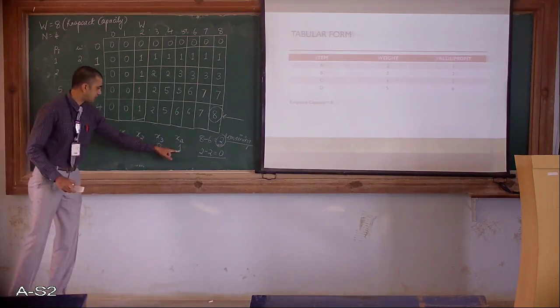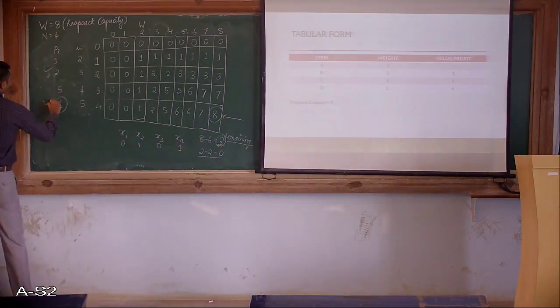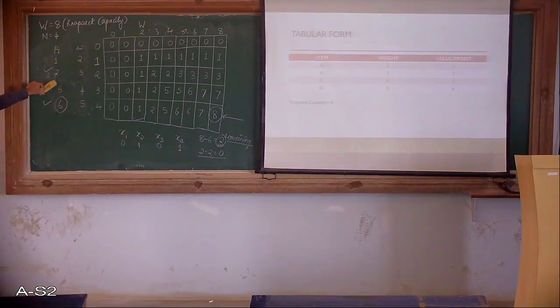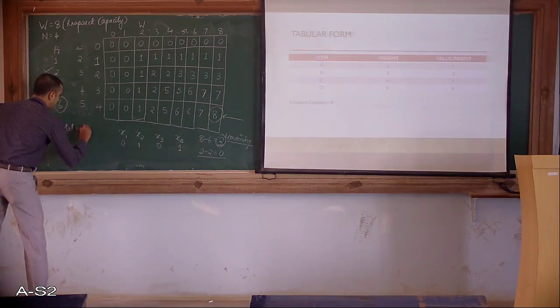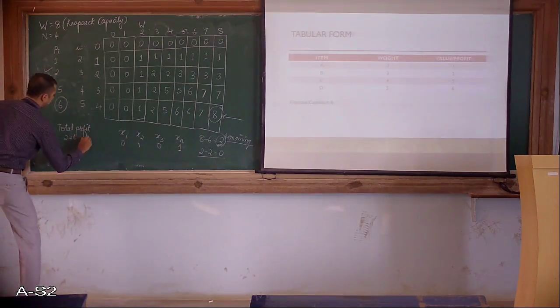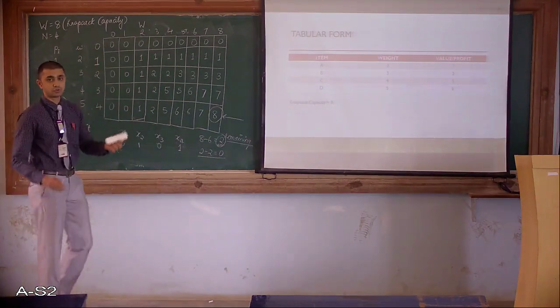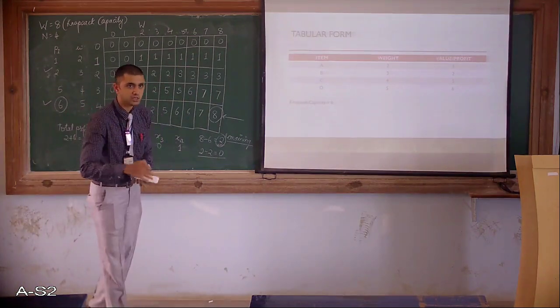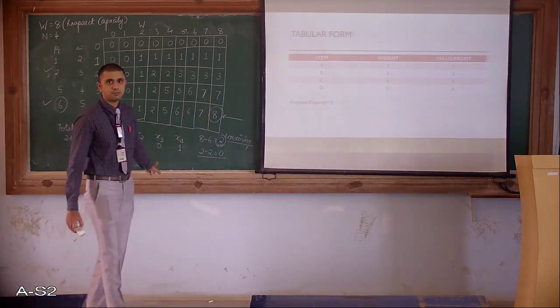So which are the objects that are included? Second object and fourth object. So mark them. What is the total profit then? By including the second object and the fourth object, it is 2 plus 6 is equal to 8. Knapsack capacity 5 plus 3, 8. So what is the knapsack capacity? 8. So we are not exceeding the knapsack capacity and we are also maximizing the profit. So when you include the second object and the fourth object, you will get the maximum profit.